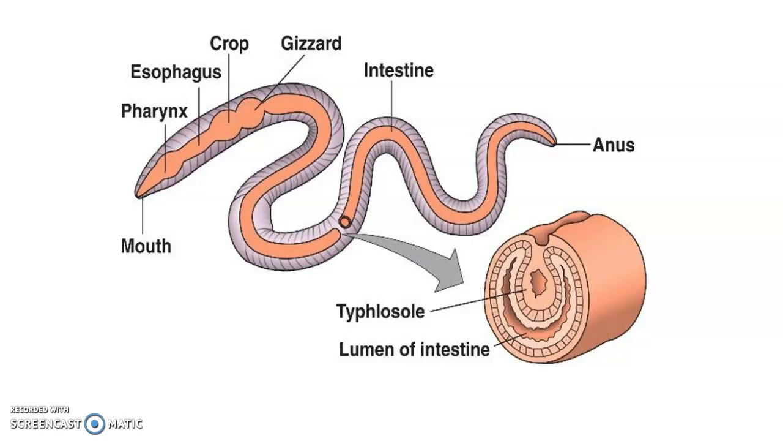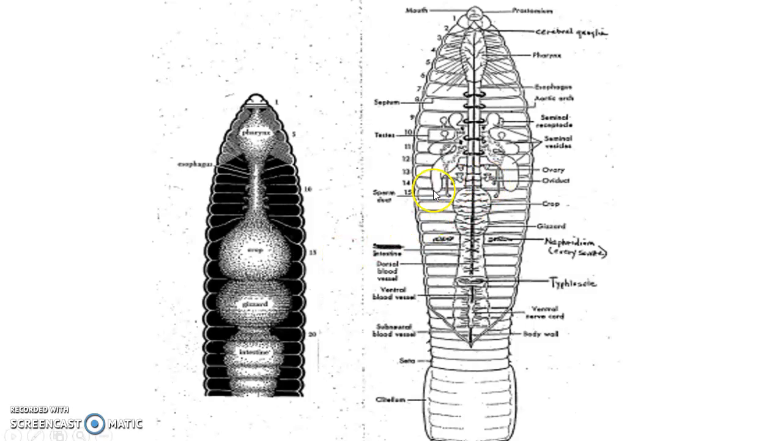So the chloragogen cells are going to act as the liver, detoxify, and undergo nitrogen metabolism. So those are two special tissues that are found as part of the digestive tract. Here are two different views that you can see.